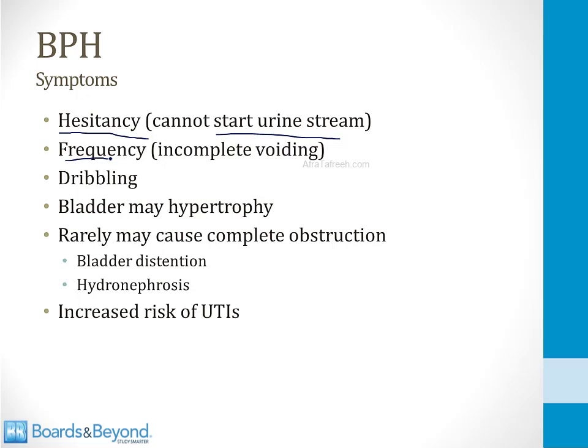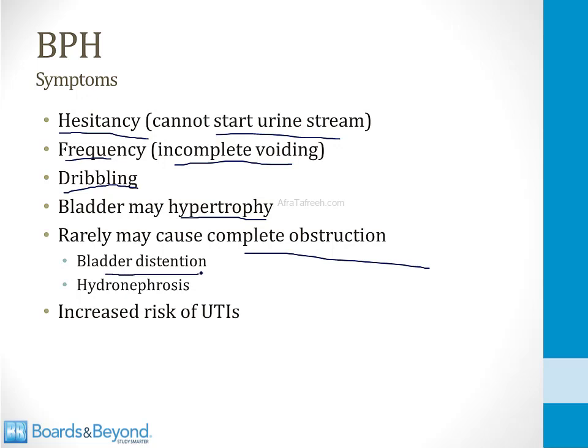This means that they're going to the bathroom frequently, and this is because of incomplete voiding because of the obstruction to urine flow. Many men also develop dribbling of urine. All that bearing down to try and push urine through the prostate gland over time leads to problems controlling the urine flow, and men can have dribbling of urine. The bladder may hypertrophy over time from being constantly full and distended, and rarely this can progress to cause complete obstruction, so men can present with inability to void.